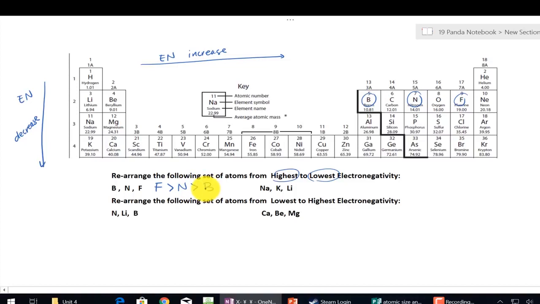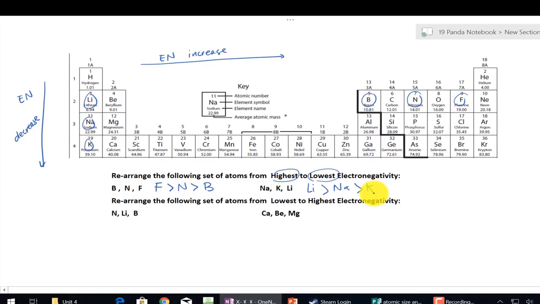You have to find where they are on the periodic table. Let's try another set. We have sodium, potassium, and lithium. So find where they are. We're looking for the highest first, and we know that the trend is to decrease as it goes down. So as it goes down, it will be the lowest. So we wouldn't want the one all the way to the bottom. We're going to look for the one on the top, which is lithium. So lithium would be the highest because going down it decreases, followed by sodium, and lastly, potassium.